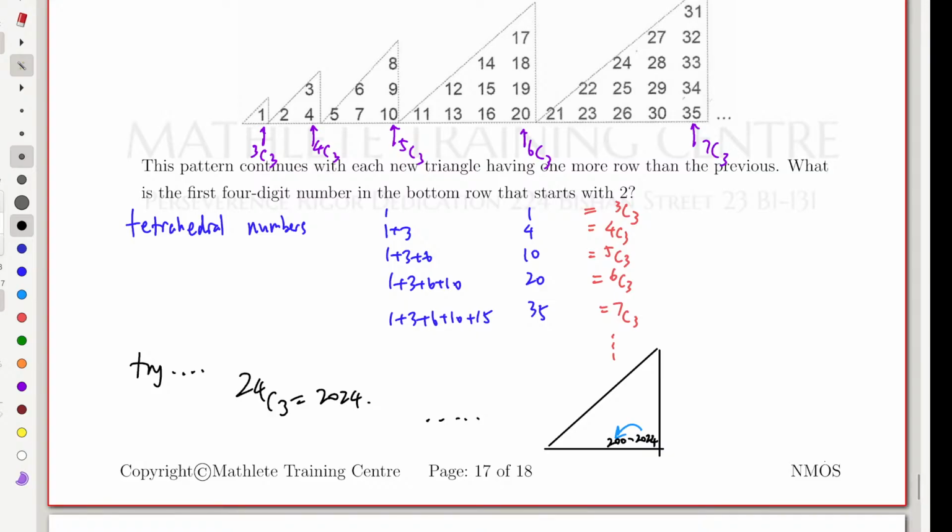It is a minus 22 because 22 is 24 minus 2. So this is 2002. And then the previous one will be a minus 21. So that's going to be 1981. That's too small. So therefore, the first four-digit number in the bottom row is the number 2002. Finish.